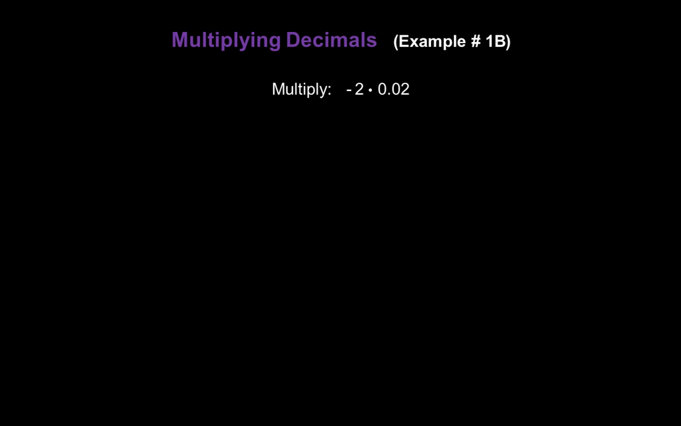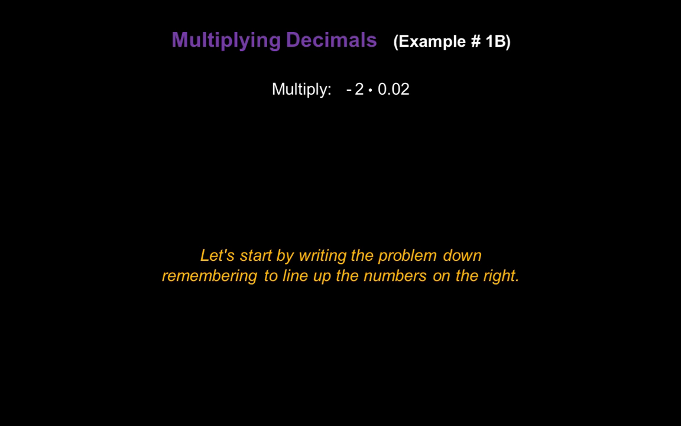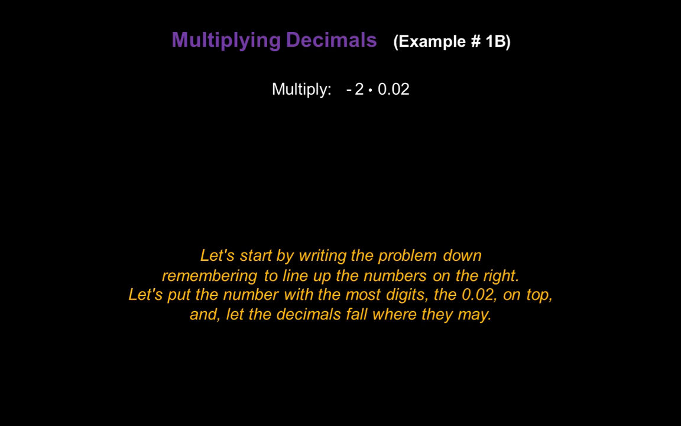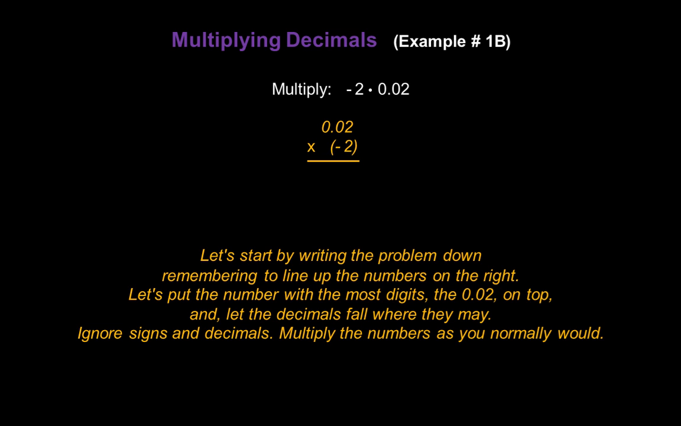Now let's multiply -2 and 0.02 together. Let's start by writing the problem down, remembering to line up the numbers on the right. Let's put the number with the most digits, 0.02, on top, and let the decimals again fall where they may. So we have 0.02 times -2. Now ignore signs and decimals. Multiply the numbers as you normally would.